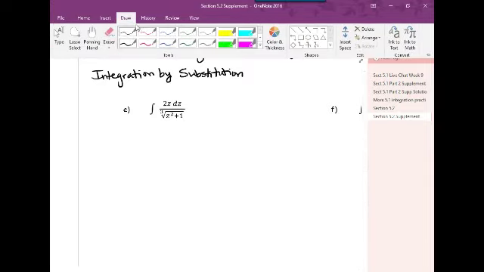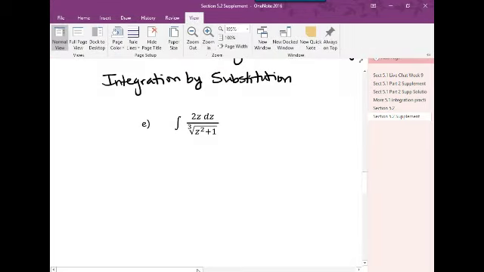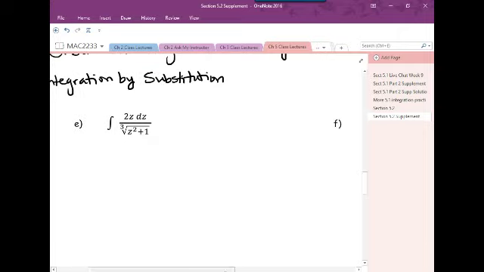So here we have the integral. Let me zoom in just a little bit. We have the integral of 2z dz over the cubed root of z squared plus 1. Now this doesn't look like a quantity raised to a power, but it actually is. Remember, when we're talking about derivatives or integrals, it's more convenient to think of roots as powers. And the cube root is actually the 1/3 power. So this would be z squared plus 1 to the 1/3 power.